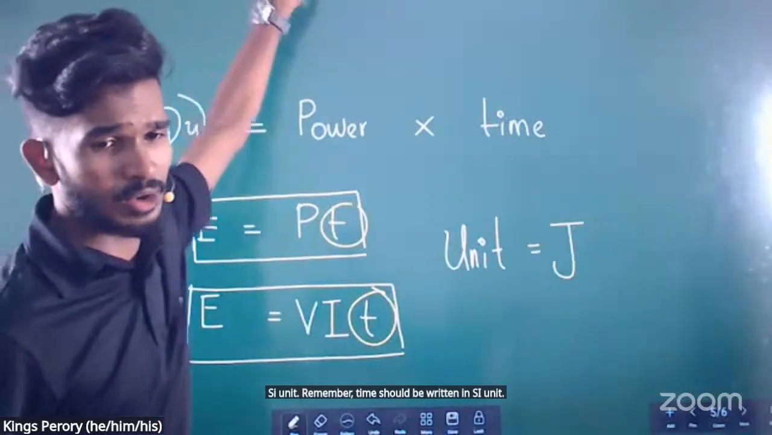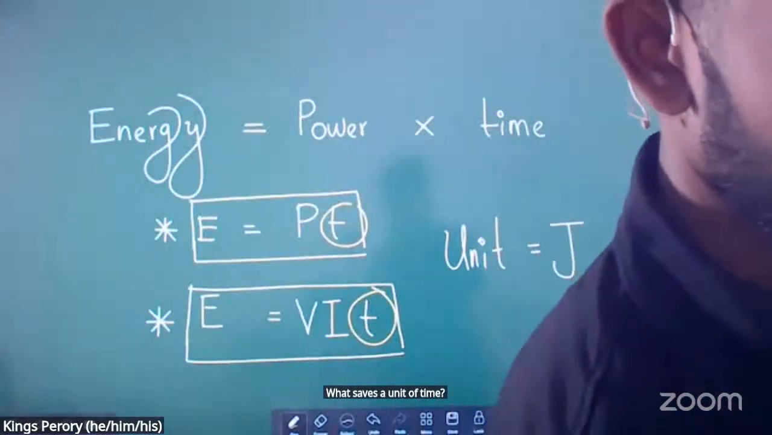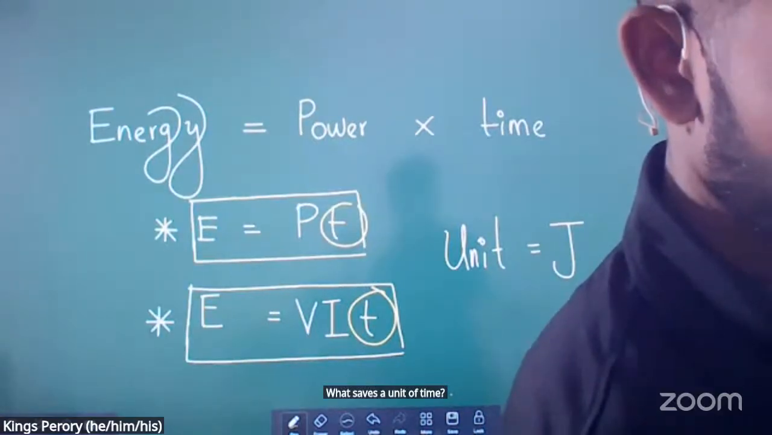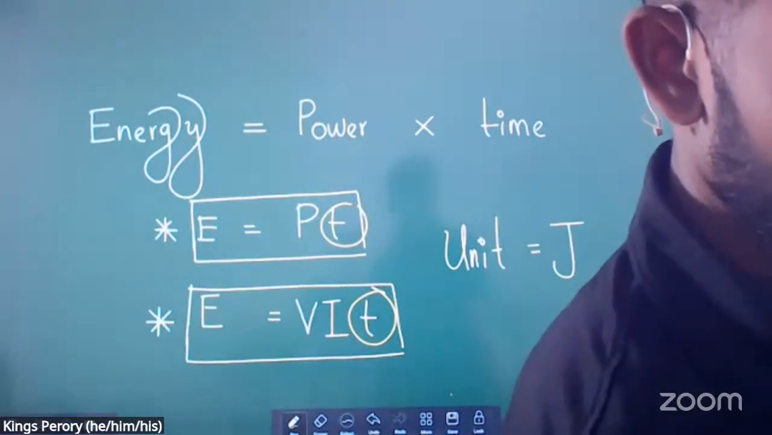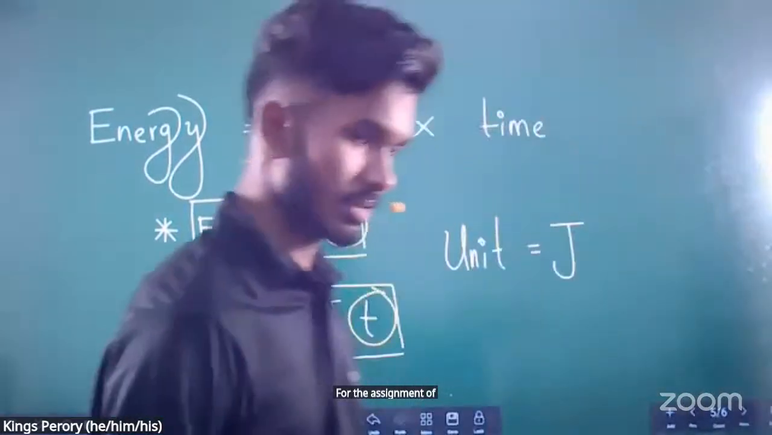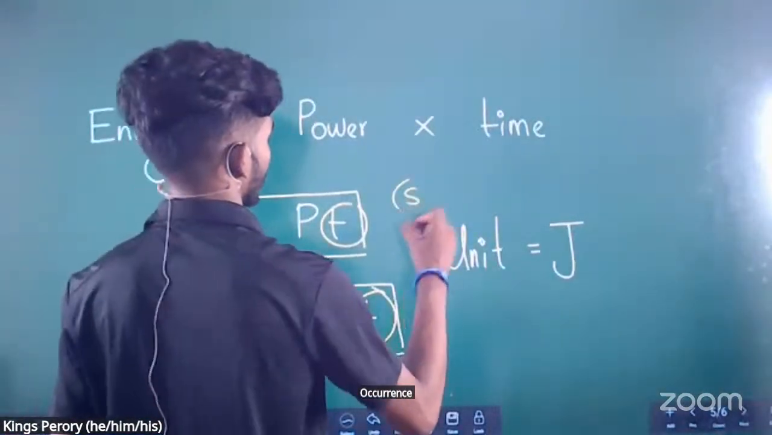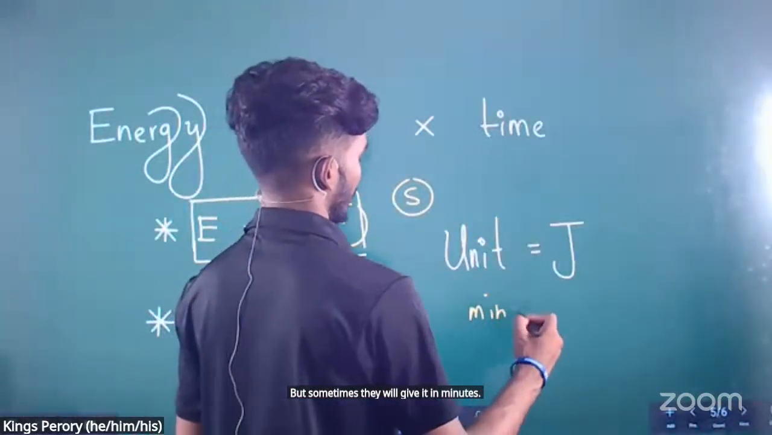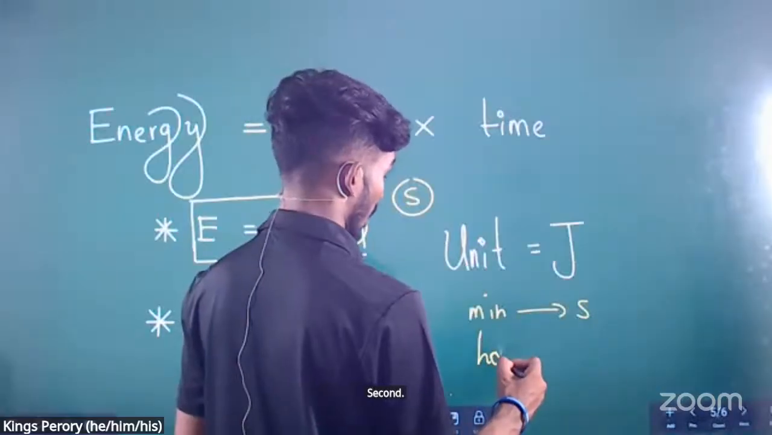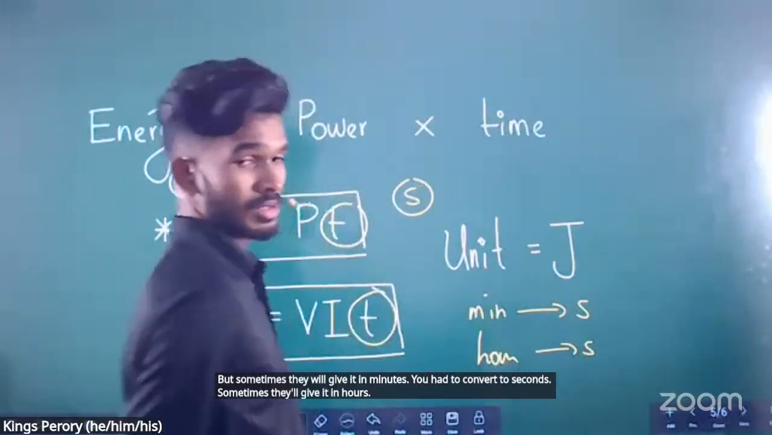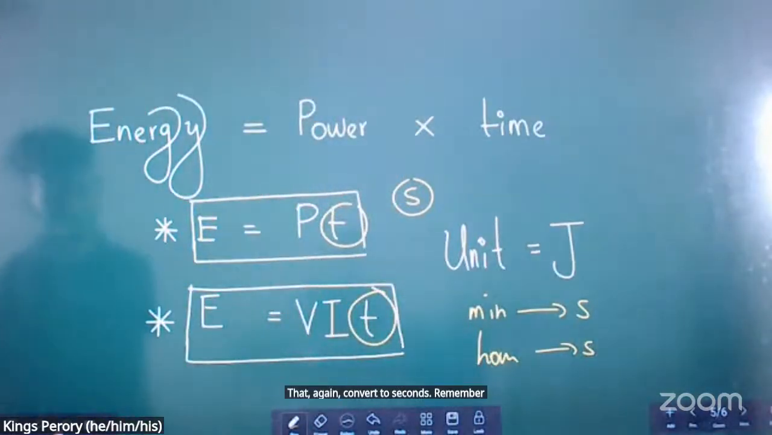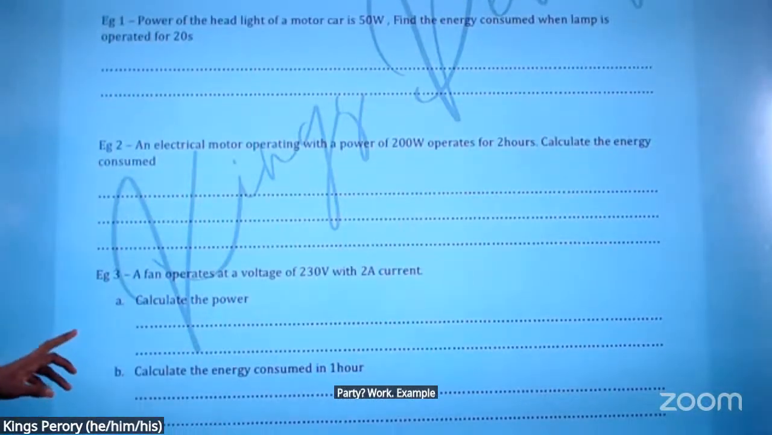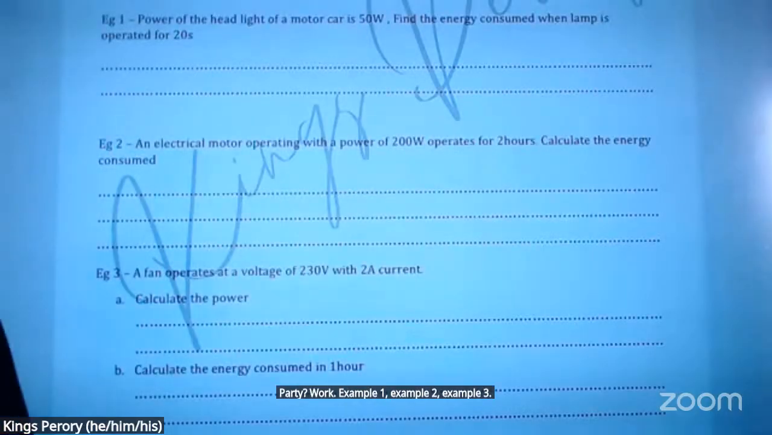What's the SI unit of time? Seconds. Sometimes they will give it in minutes, and you have to convert to seconds. Sometimes they will give it in hours, and you have to again convert to seconds. Remember, time should be in seconds. Hurry. Work on example 1, example 2, example 3 and send me the answer.